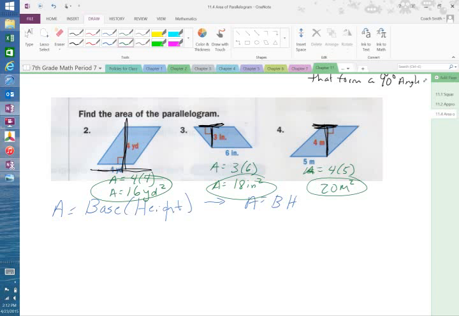Did you get all that? Okay, so that's how we figure the area of a parallelogram. All right, I'm going to put another picture up there.